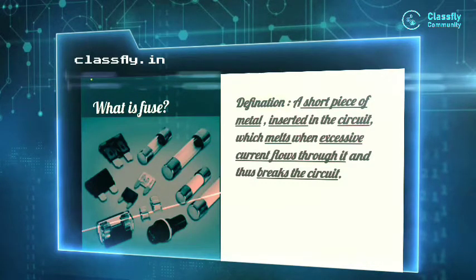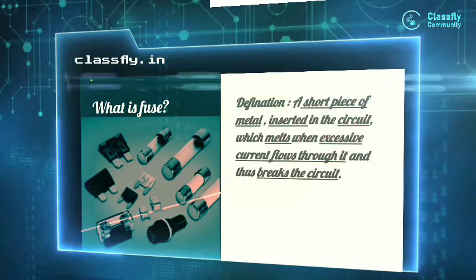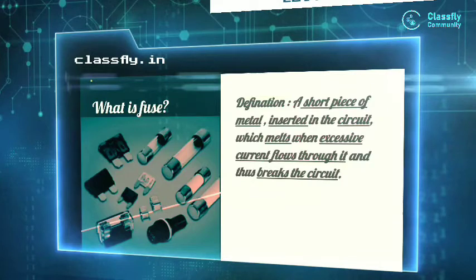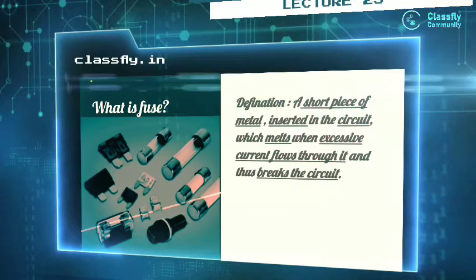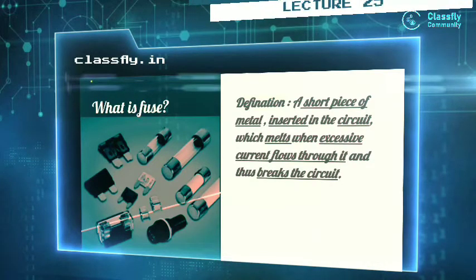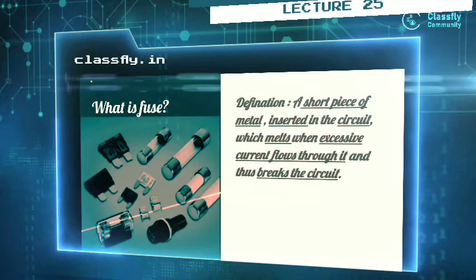Basically, the fuse definition is that it is a short piece of metal inserted in the circuit of a household. When the current flows and its temperature increases beyond the expected or maximum level, it starts melting and breaks the connection between the appliances and the circuit, so that there will not be any catching of fire or any short circuit.